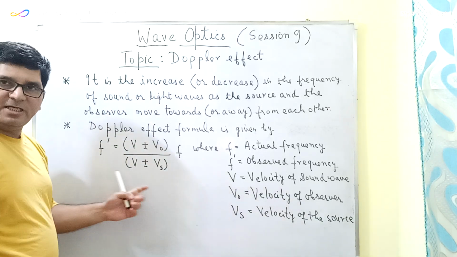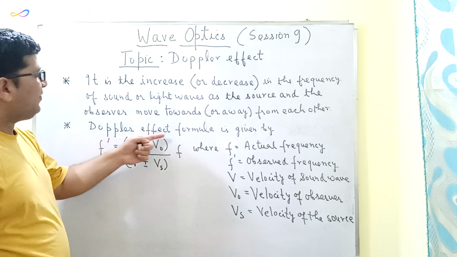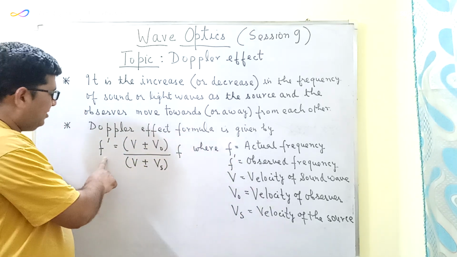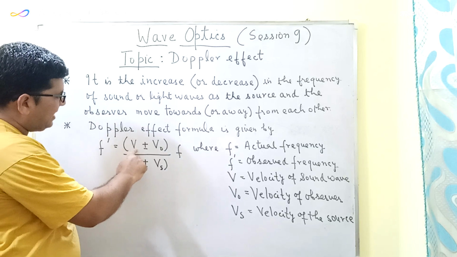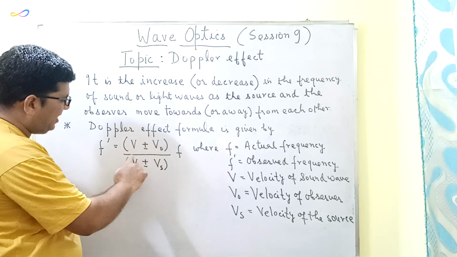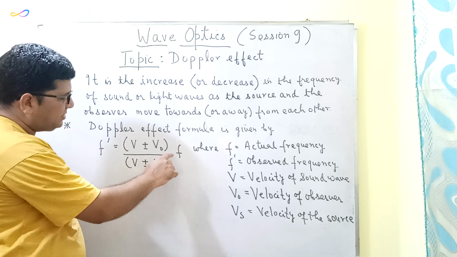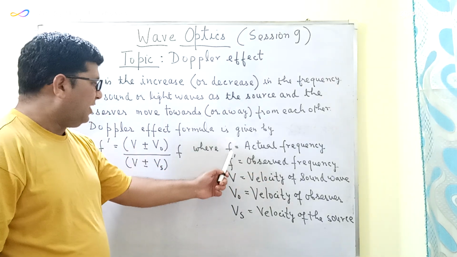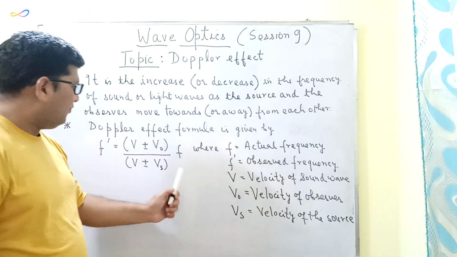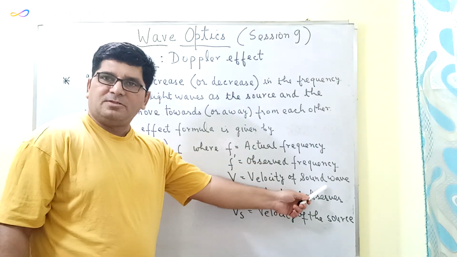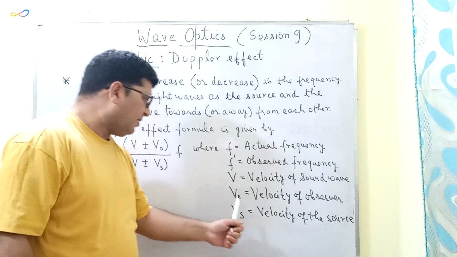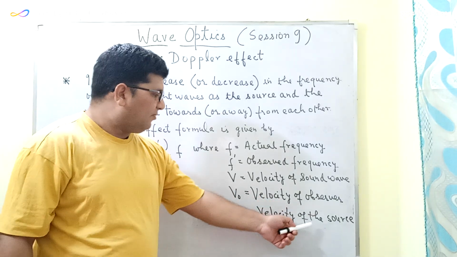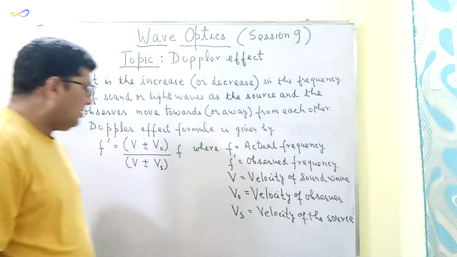Now the most important thing here is the Doppler effect formula. The Doppler effect formula is given by f' = ((v ± v₀) / (v ± vs)) × f, where f' is the observed frequency, f is the actual frequency, v is the velocity of the sound wave, v₀ is the velocity of the observer, and vs is the velocity of the source.